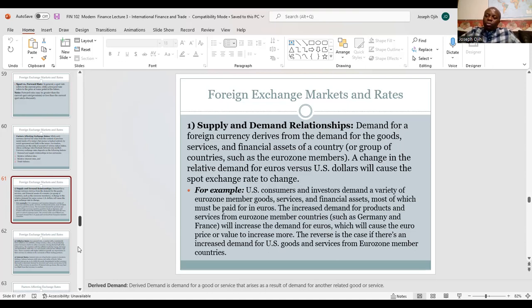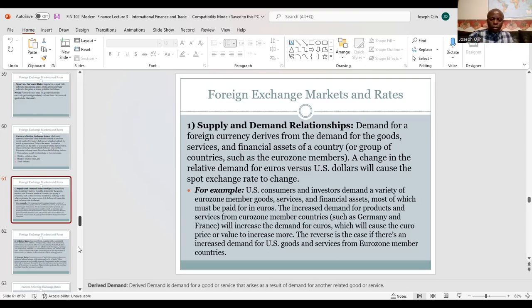So to pay for those things that they demand from the US, they have to change their money to dollars. And then that will cause the currency, the US dollar, to appreciate. So that's demand and supply for that currency, based on demand and supply of what the currency can buy.